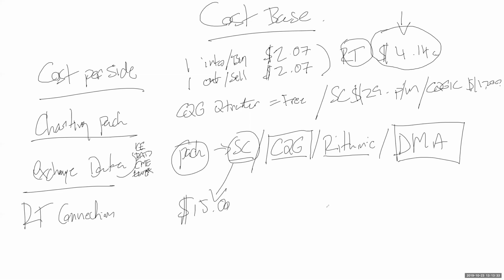Okay, so really we've got our cost per side, our charting package, which is Sierra Chart, and then we have that real-time connectivity, and we have the exchange data feed here. So it's like 1, 2, 3, 4. And that is the top-down breakdown of your costs as a trader.